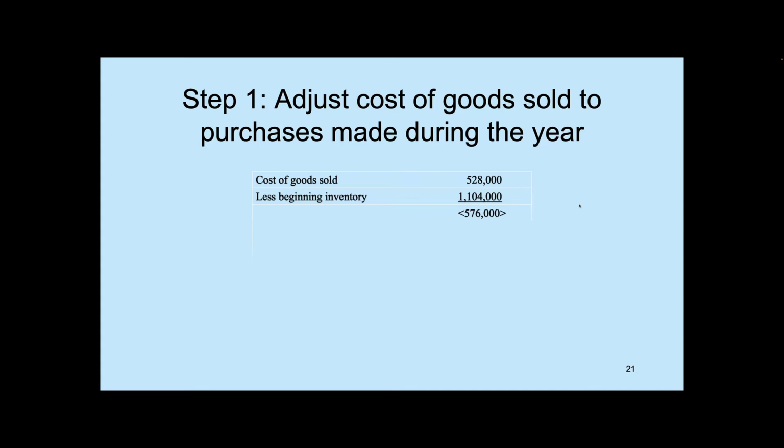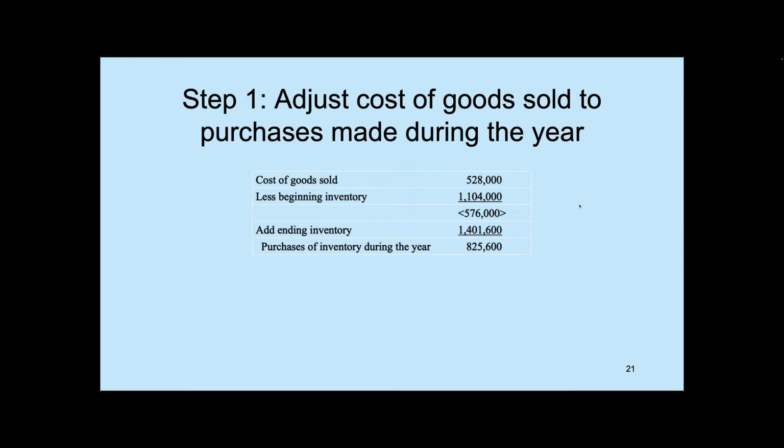I'm sorry, we're going to subtract beginning inventory, because that cost of goods sold, to get down to purchases this year. That cost of goods sold does not include beginning inventory, but it should include our ending inventory. We had to purchase that this year. And so our total that we purchased this year would be $825,600. That's step number one. How much did we purchase this year?